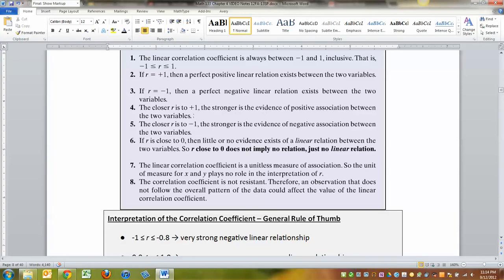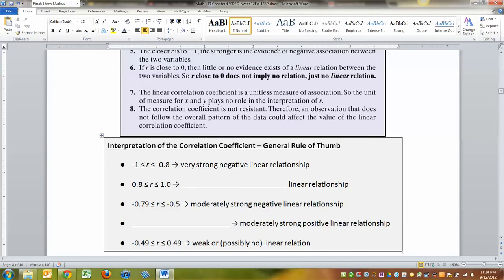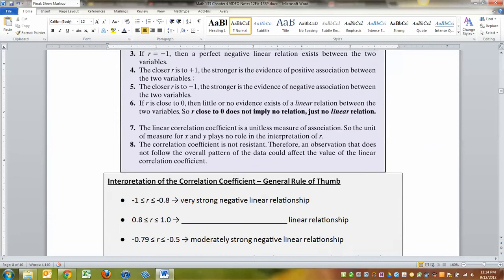If r is close to 0, that implies no linear relation. Now, be careful, because that doesn't mean that there's no relation, just no linear relation. It might be like a parabola shape or something. Let's see, there's no units to it. R has no units, and it is not resistant because, well, look how it's made. It's made with the means for x and the means for y, and remember, mean is not resistant either. So since mean isn't resistant, standard deviation isn't resistant, so neither can R be resistant.